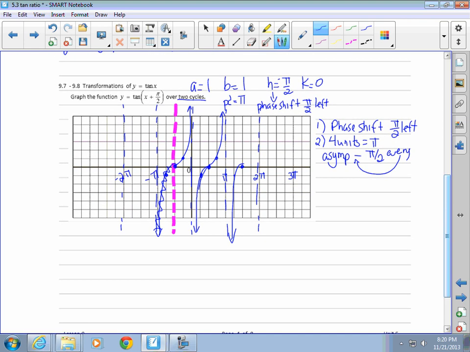So I finished my transformations. I've got my asymptotes in there. I put in my key points and plotted them. So now I can do my domain. Now this one, the domain is going to be a little bit different.